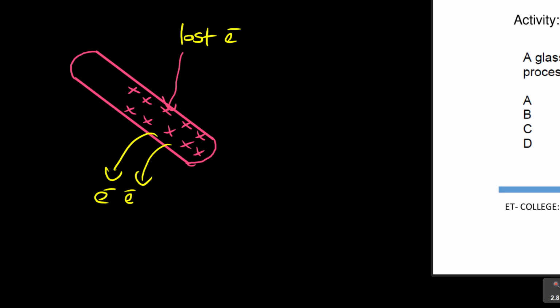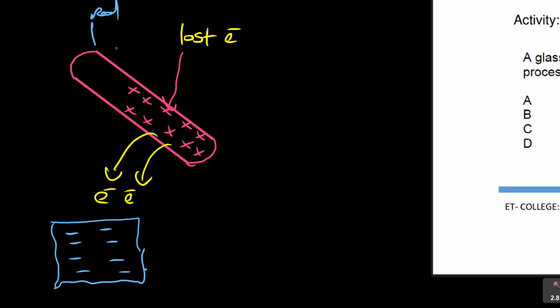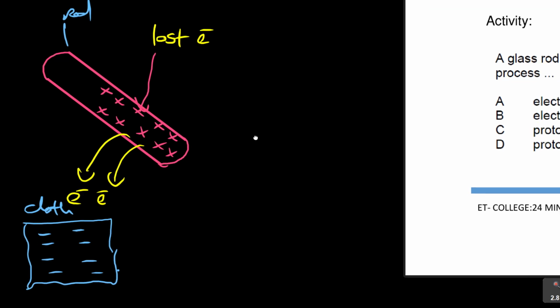So if there was a silk cloth here, for example, this is our silk cloth, you'll see that the silk cloth now is the one that is negative. Why? Because the electrons were lost from the rod. So this is your rod and this is your cloth. Are you understanding? So the electrons moved from the rod to the cloth. So there is more positive here, which are protons, and there is more negative here, which are the electrons. So that is what you must always know.